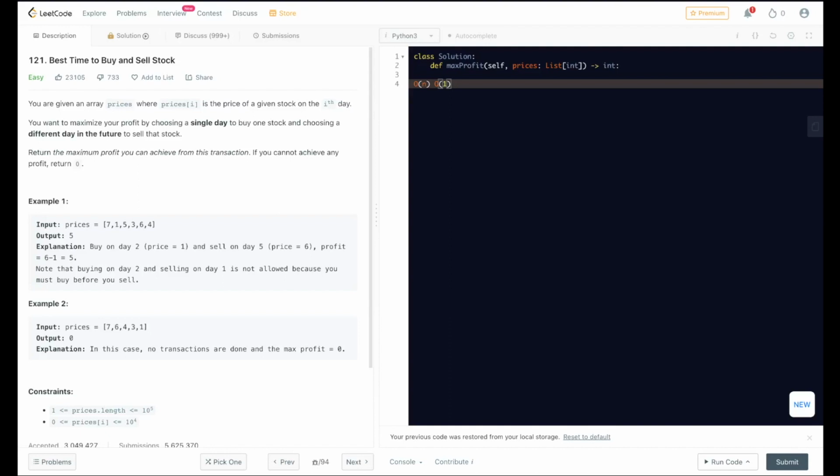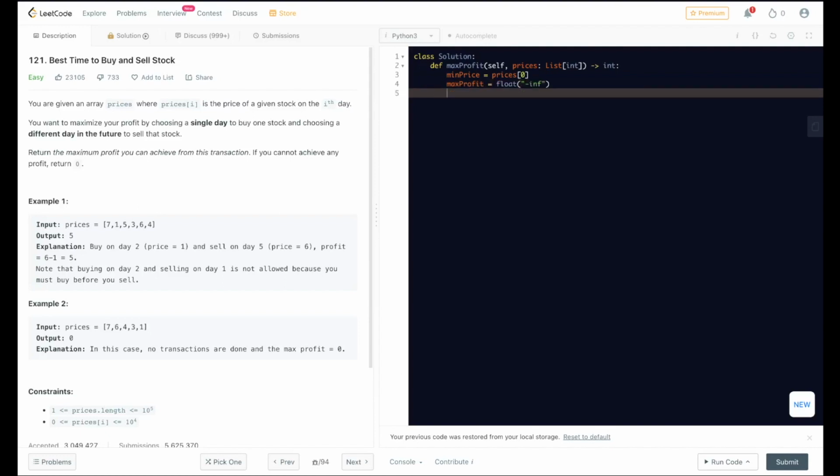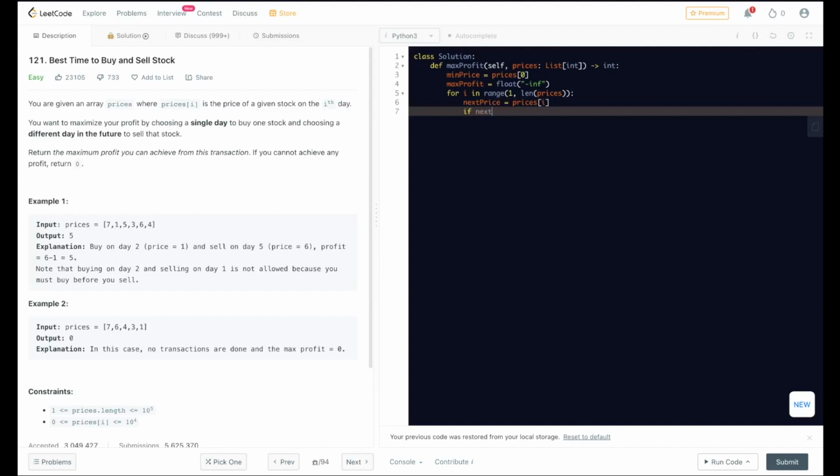Now we can move on to the coding solution. The first thing I'm going to be doing is initialize our min price and max profit variables. And then we're going to start iterating over the array from the first index. Then we'll get the next price value from the current index and compare the next price to our min price.